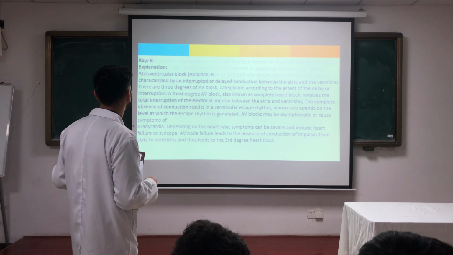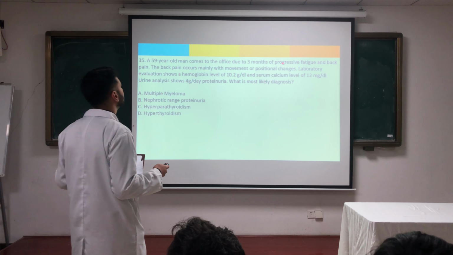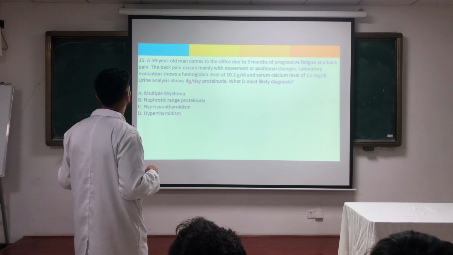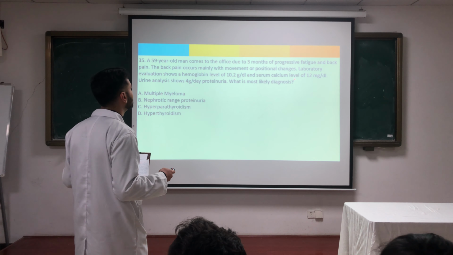A 59-year-old man comes to the office due to 3 months of progressive fatigue and back pain. The back pain occurs mainly with movement or positional changes. Laboratory evaluation shows a hemoglobin level of 10.2 gram per deciliter and serum calcium level of 12 milligram per deciliter. Urine analysis shows 4 gram per day proteinuria. What is the most likely diagnosis? Multiple myeloma, nephrotic range proteinuria, hyperparathyroidism, hyperthyroidism. Anyone want to give the answer to this question?